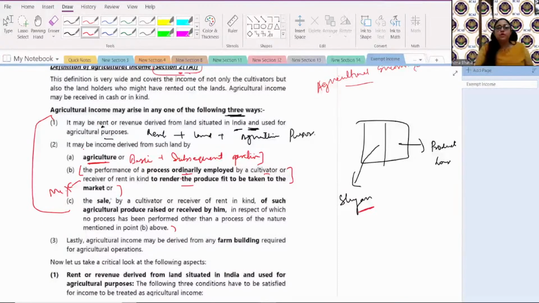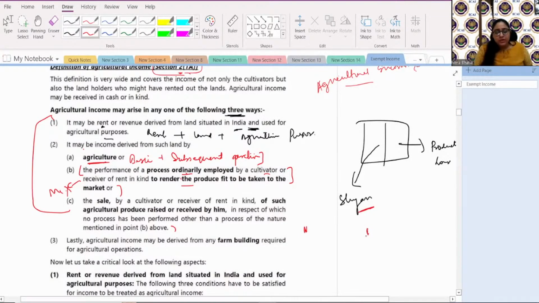Okay, so these both are in correlation. But again and again, I'm saying the necessary process. The commercial processes are not your agricultural process, and hence any income derived from those processes would not qualify to be your agricultural income. Okay.